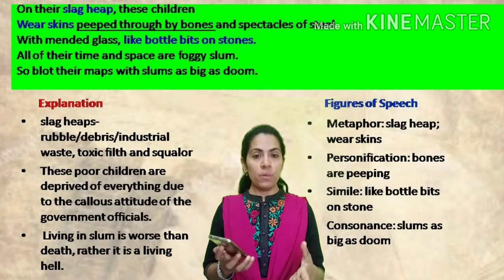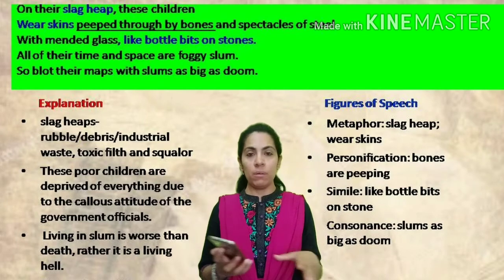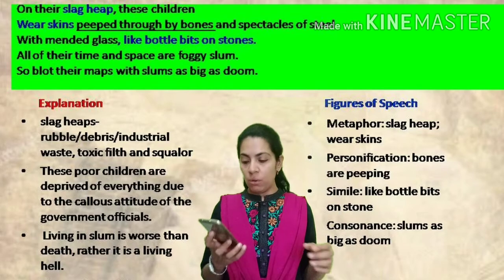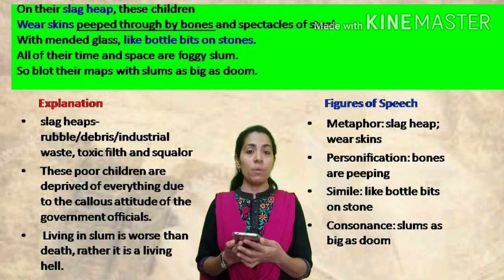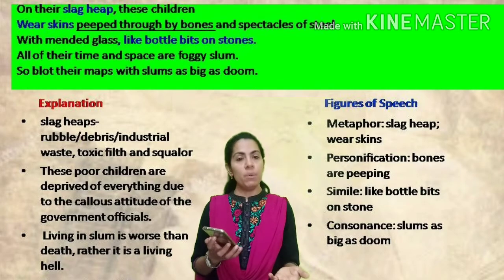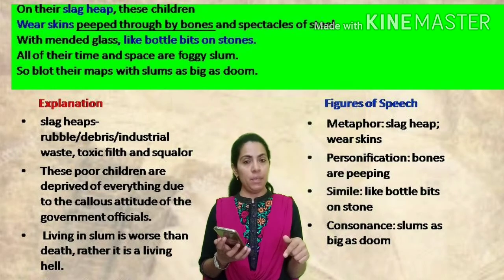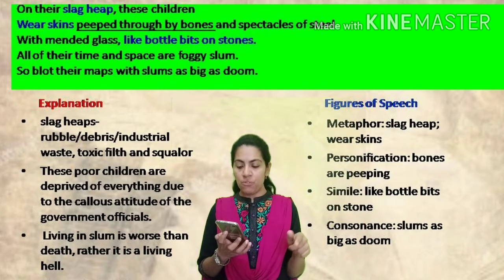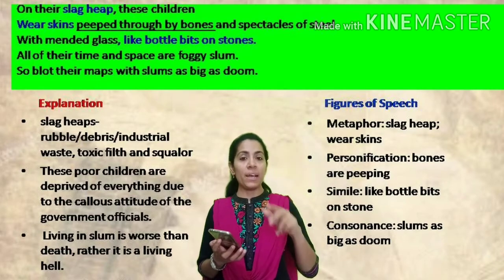See the use of words, the choice of words, as if their whole life is crumpled, crashed, broken. Not only the spectacles are broken, or the glasses of the spectacles are broken, but their whole life, it seems as if it is like bottle bits on the stone, crashing on slag heap. These children wear skins. Metaphorical use of these two words, slag heap.